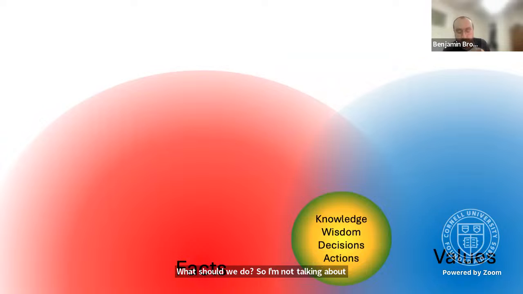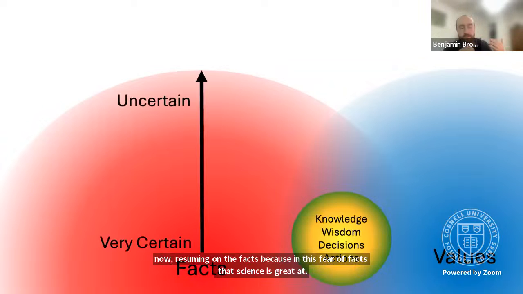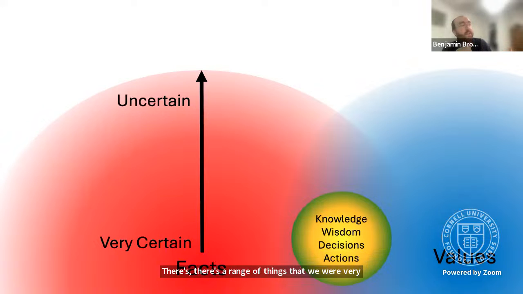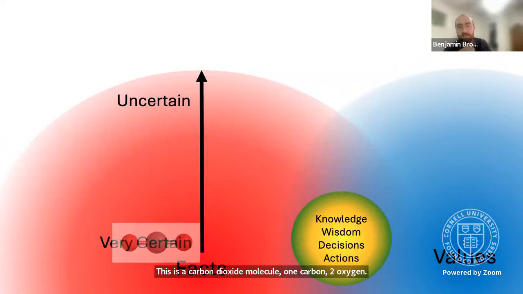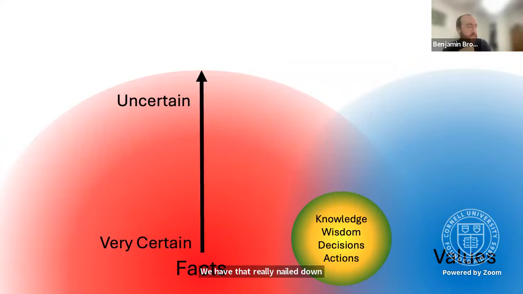So we're not talking about values right now. We're zooming in on the facts, because in this sphere of facts that science is great at, there's a range of things that we're very certain about, and there are things that we're uncertain about. One example of something we're very certain about is the structure and behavior of CO2. This is a carbon dioxide molecule, 1 carbon, 2 oxygen. We have that really nailed down. That is very much in the certain range of science.